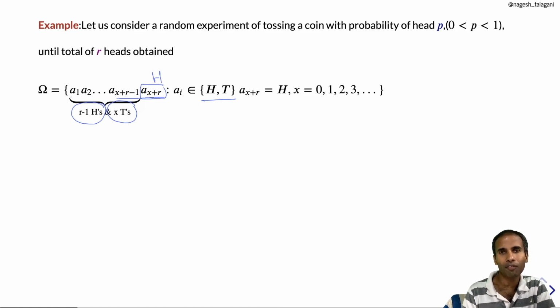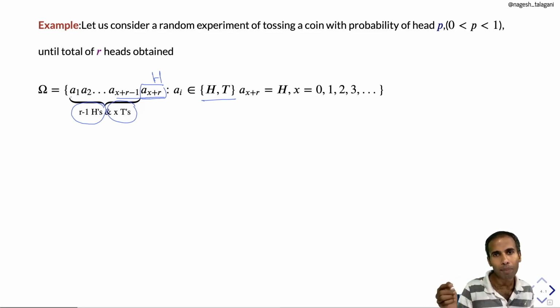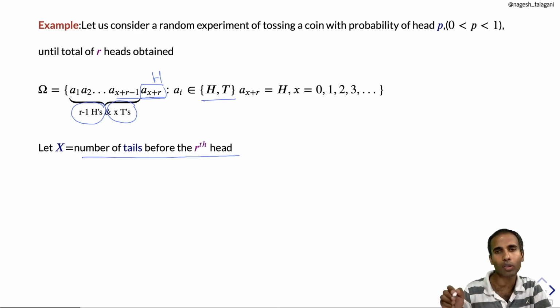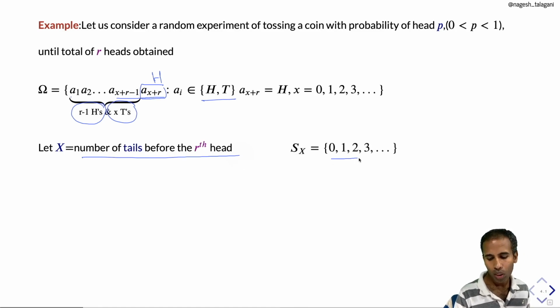Here x is anything from 0, 1, 2, 3, and so on, because we may have to see any number of tails before the rth head. Let us be interested in the number of tails before the rth head. This is our numerical characteristic. For each outcome, we want to assign a number, which is the number of tails in that outcome. Here x is a random variable which denotes the number of tails before the rth head. Here x can take the value 0, 1, 2, 3, and so on. So the support of x will consist of the numbers 0, 1, 2, 3, and so on.